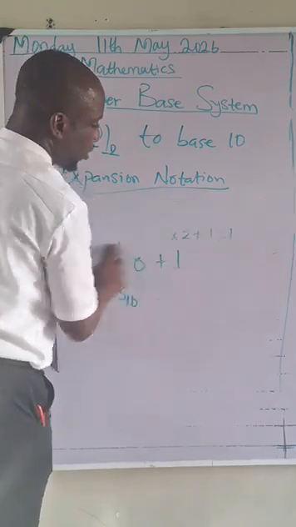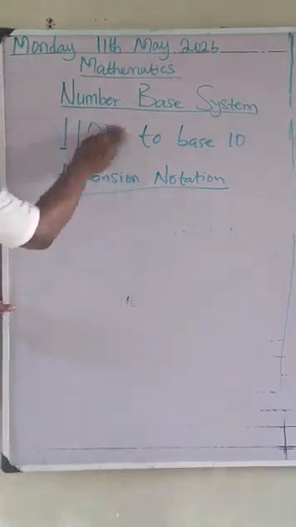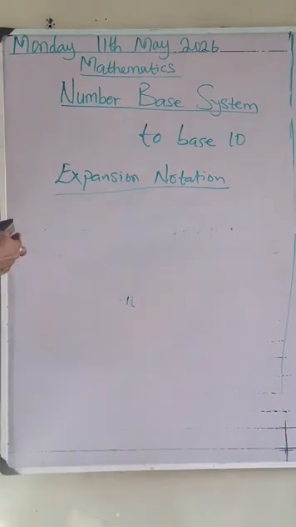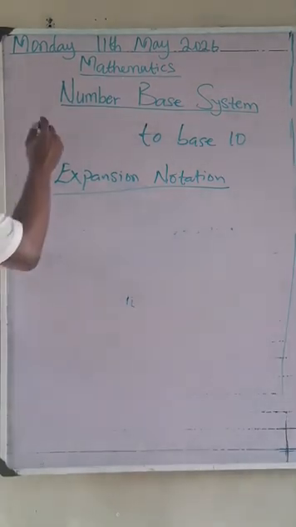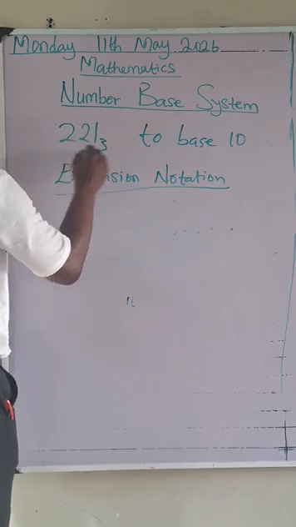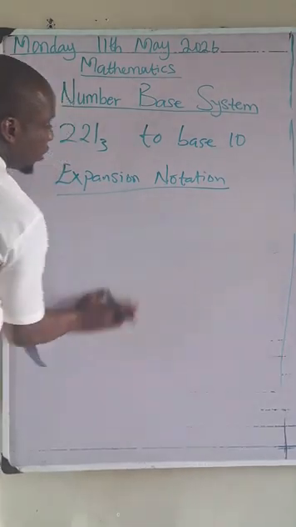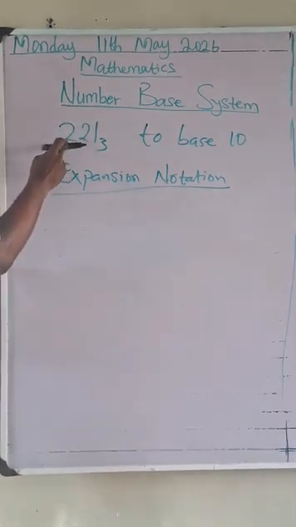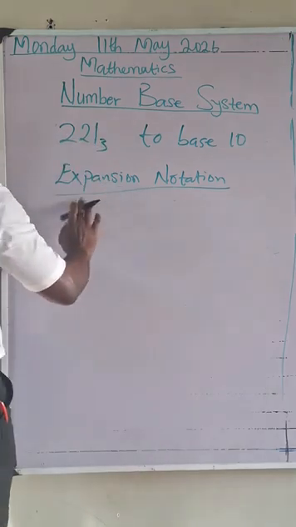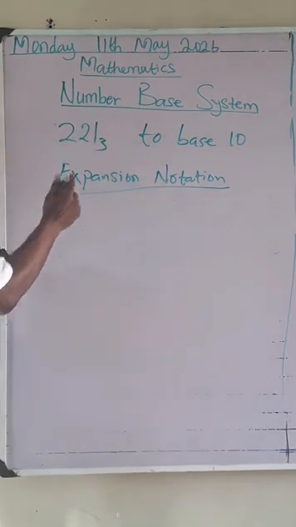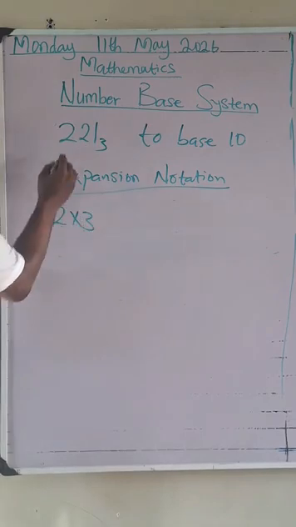Let us solve for another number. So we have convert 2 1 base 3 to base 10. What do? Please take note. The first thing you need to do is to do what? I say multiply this by this because it is what? Expansion notation. Multiply this by this. That gives you 2 times 3. You're done with this one.